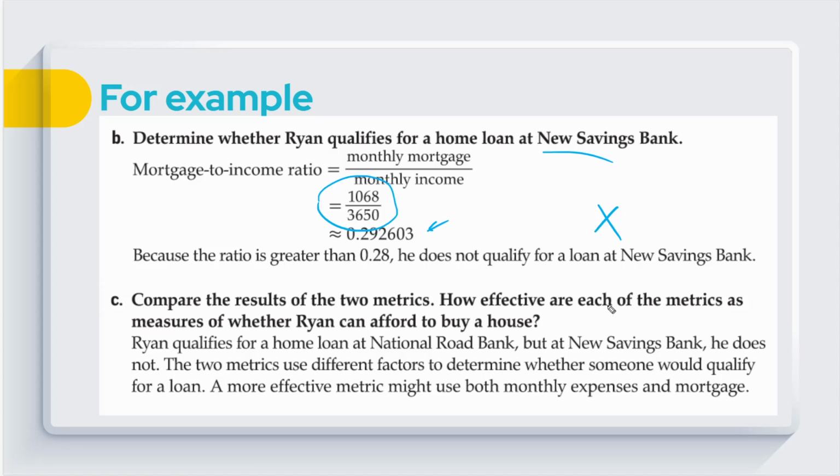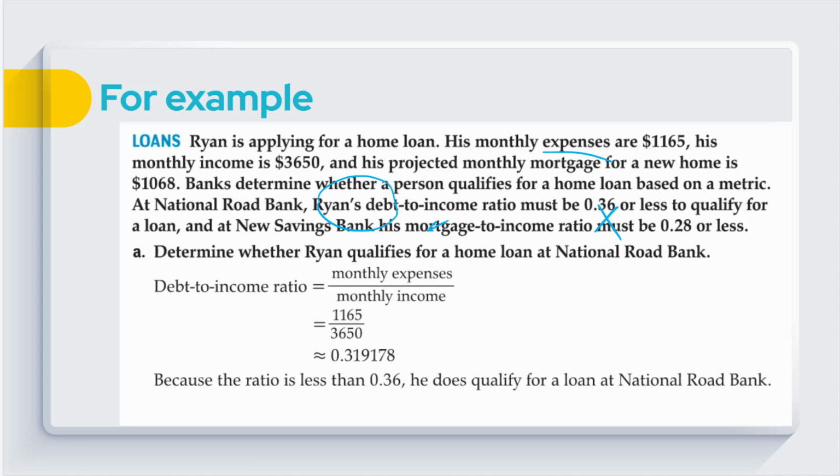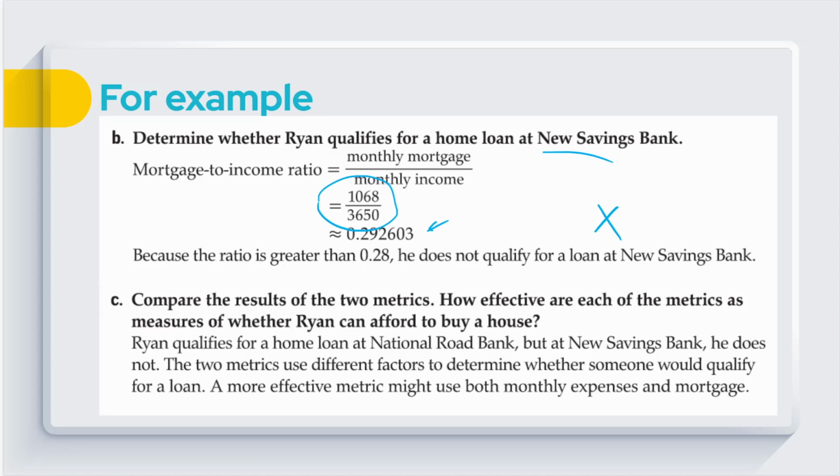How effective are each of the metrics as measures of whether Ryan can afford to buy a house? Well, one of the banks will give him a loan, but the other would not. So clearly the two banks, they value different things, right? They believe different things, and so they use different values to calculate that. One bank thinks that the monthly mortgage is more important to calculate. The other one, monthly expenses, how much you spend each month. The other one is how much the mortgage would be.